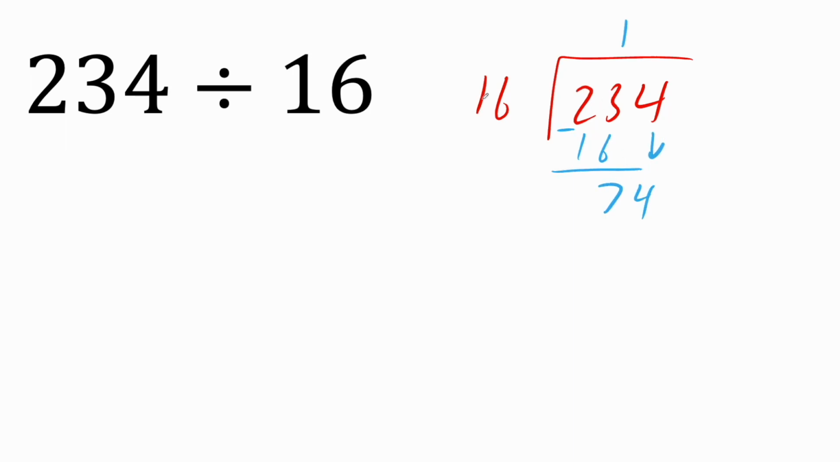And then we think, how many times does 16 go into 74? It's going to be 4. And we know that because 16 times 4 is 64. And so we subtract. 74 minus 64 gives you 10. Now there's no more numbers, so put a dot and add a 0.